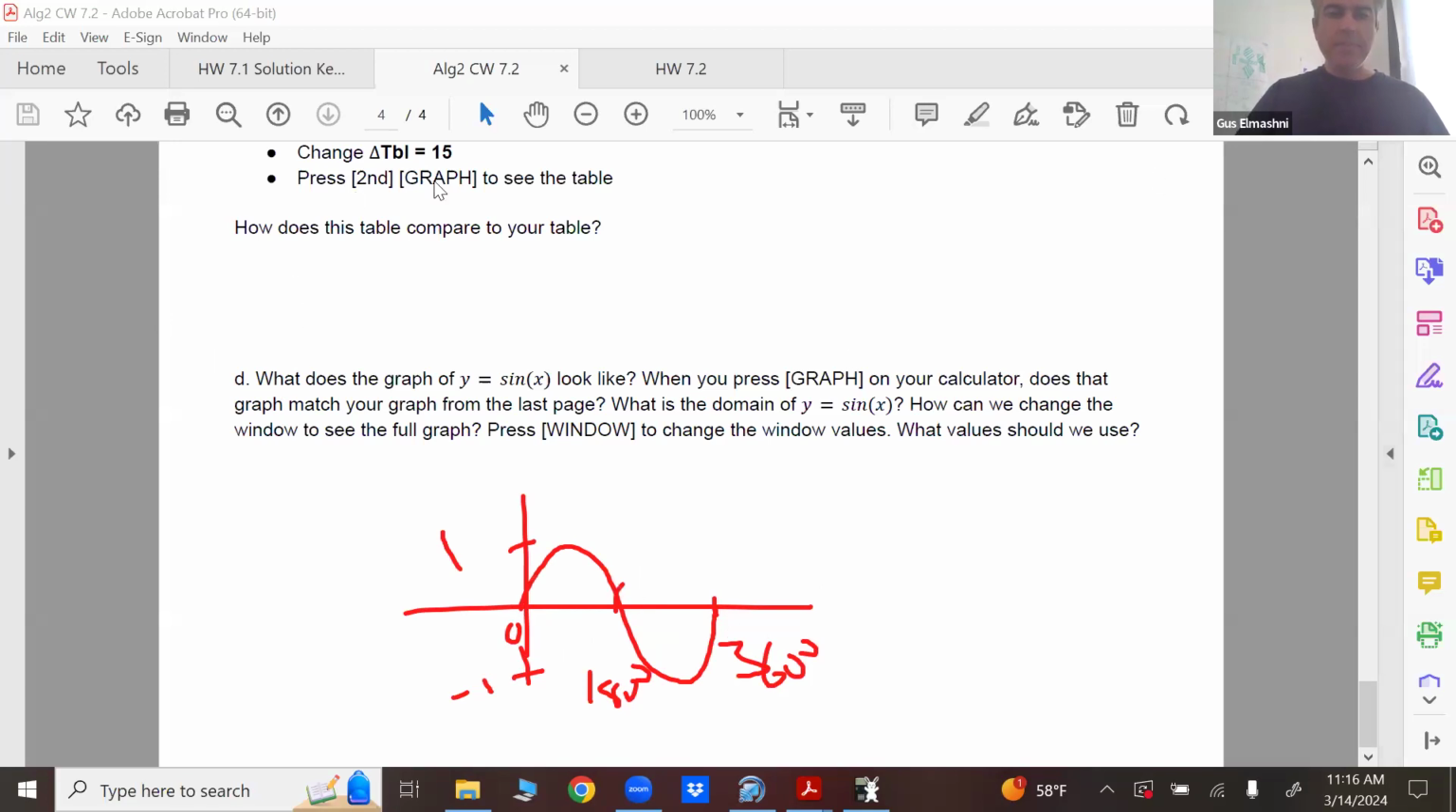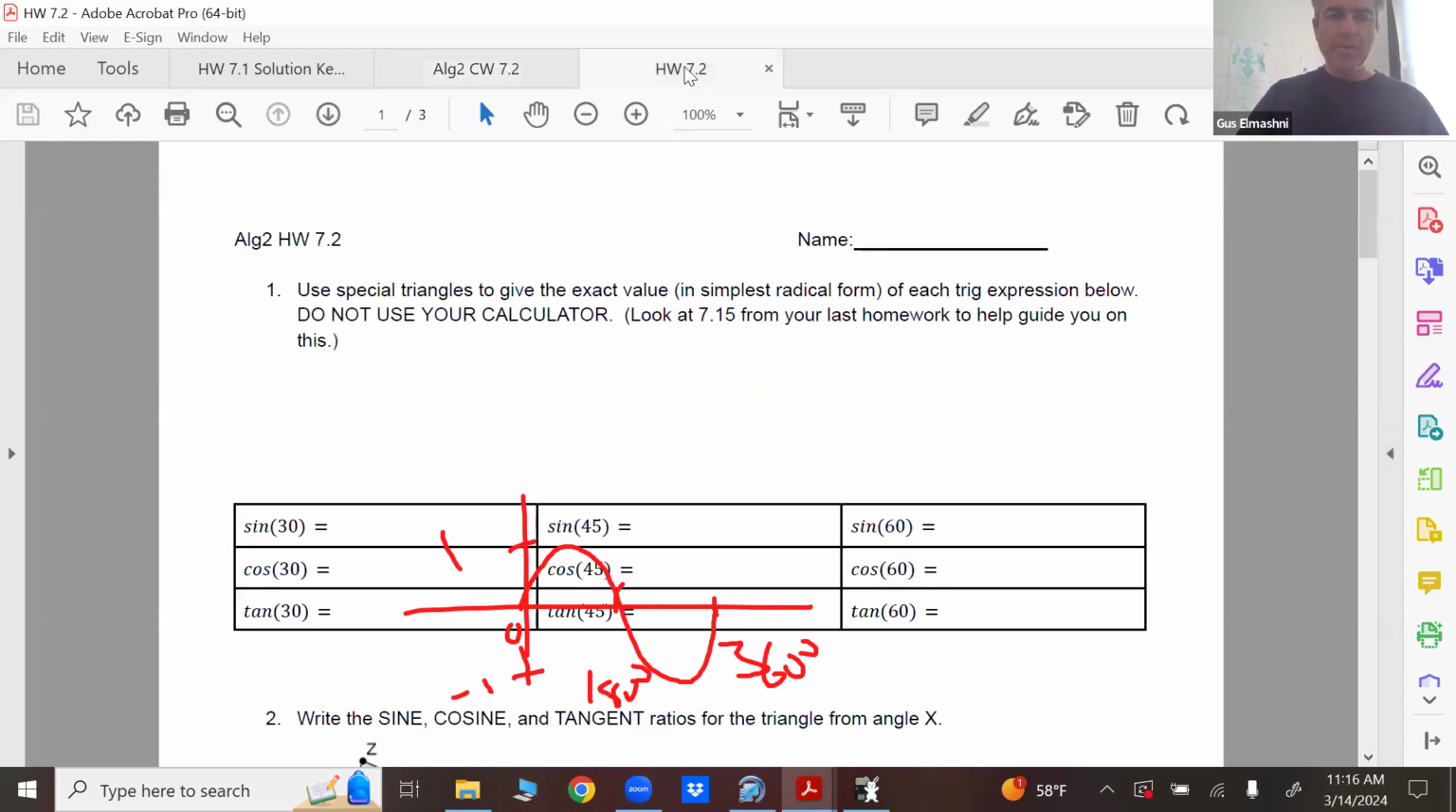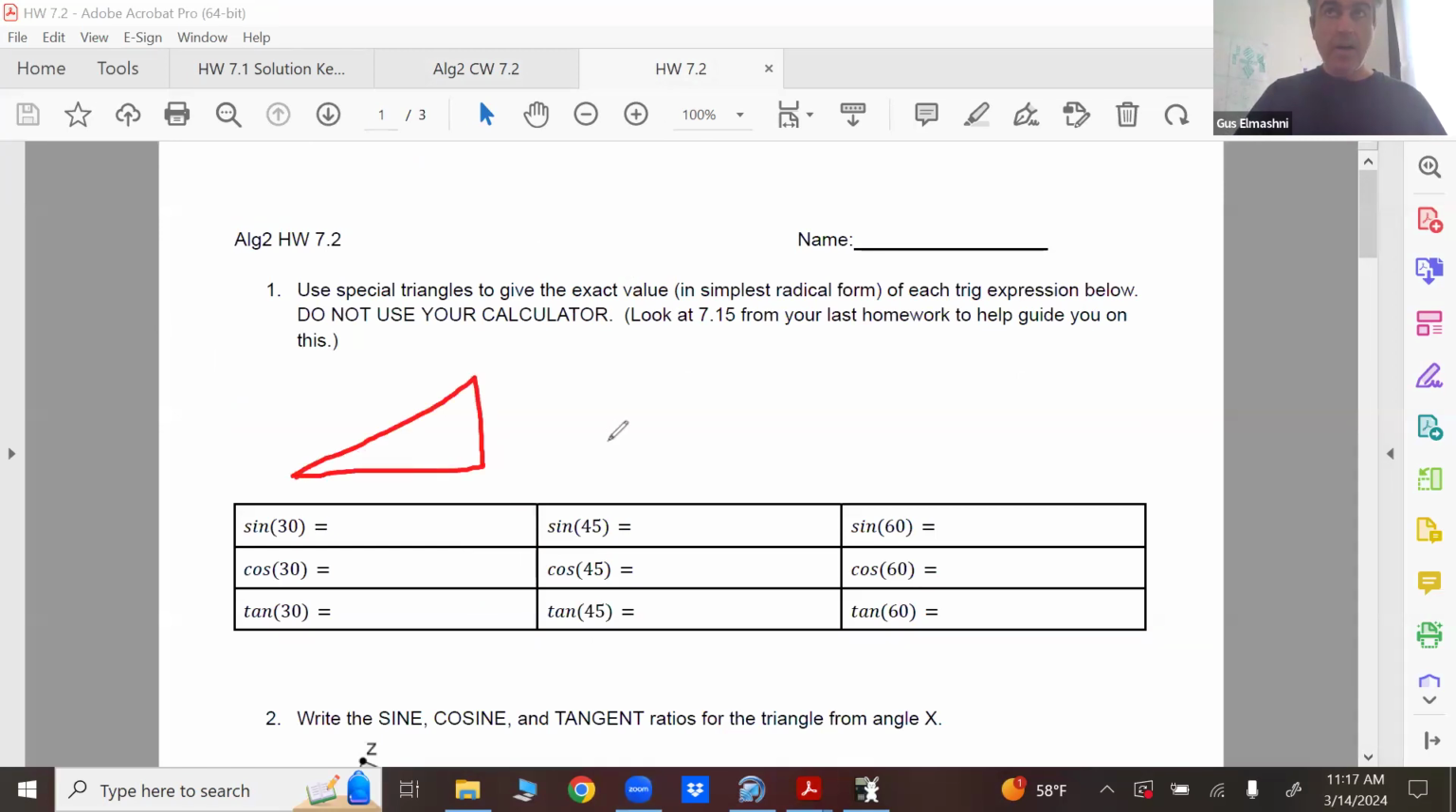Okay, notes are done. Homework's right here. Homework, just using the calculator. Well, it says don't use your calculator. So actually, don't use the calculator. It's just using the special right triangles we did on Tuesday. 30 degrees, right angle, 60 degrees, 1/2, √3/2, or 45, 45, 90, 1, 1, and √2.